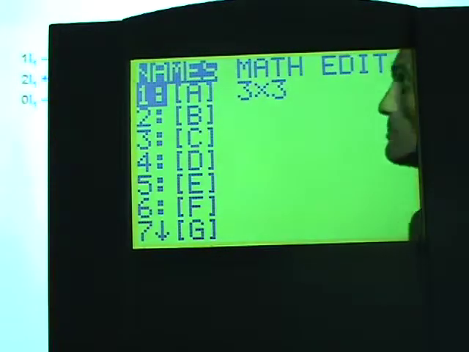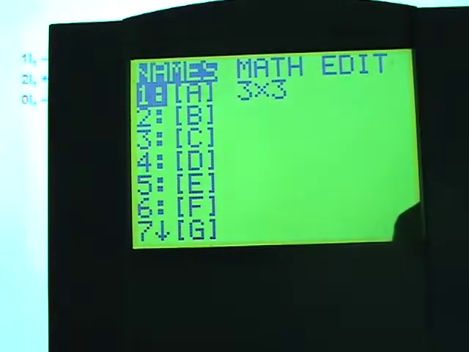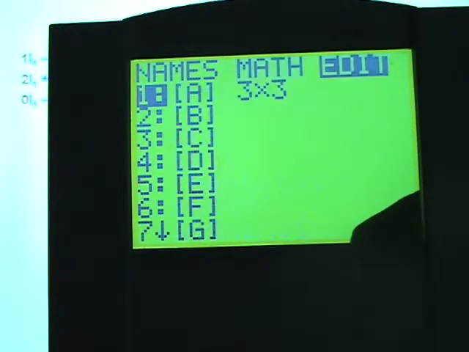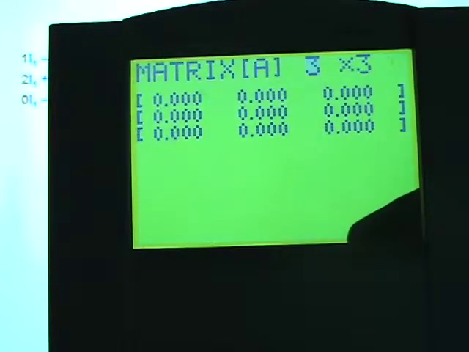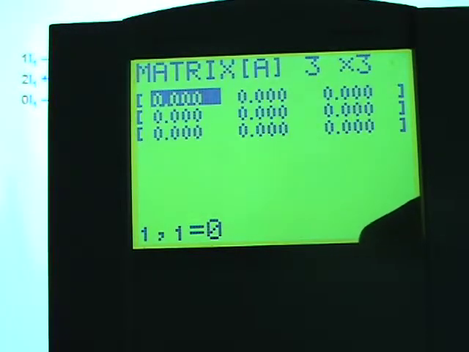Press second X inverse, which gives you this menu here. What you need to do is use the edit. So go 2 steps to the right and you're going to use matrix A, which is actually selected there. So enter, and we're going to construct a 3 by 3 matrix. So type in 3, enter, 3, enter. When you do that, the calculator constructs a 3 by 3 matrix for you.